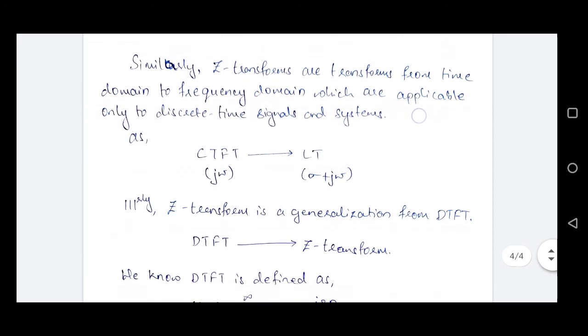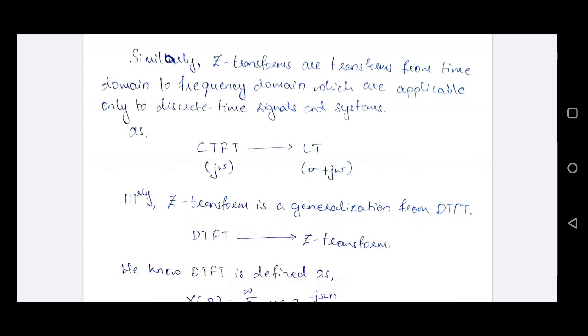Now on the same lines, Z transforms are also transforms to convert time domain signals into frequency domain signals, or time domain representation to frequency domain representation. Z transforms are applicable only to discrete time signals and systems. Laplace transforms are applicable to continuous time signals and systems, and the Laplace transform widens the range of signals and systems that can be analyzed. Likewise, Z transforms are applicable only to discrete time signals and systems.